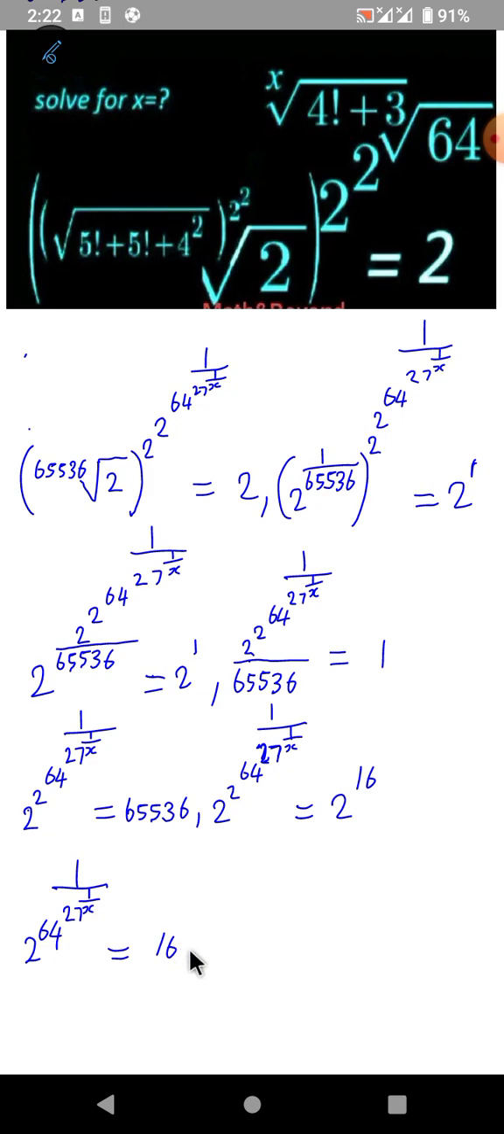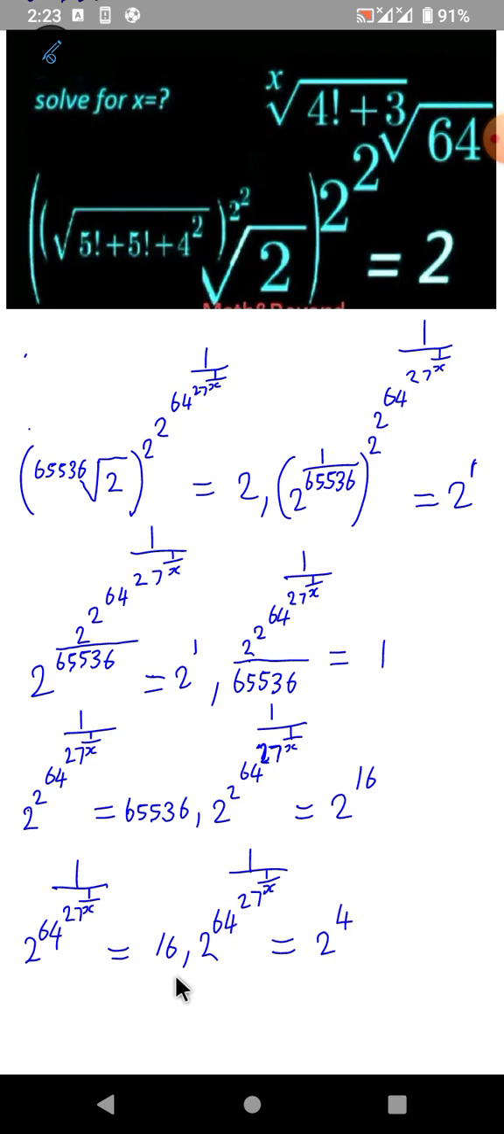Now again we continue. We write this expression in the left hand side again. So here will be 2 raised to the power of 64 raised to the power of 1 all over 27 raised to the power of 1 all over x, all equal to 16, which is the same thing as 2 raised to the power of 4. So from here now, they have the same base also again. So I'm going to equate the power.